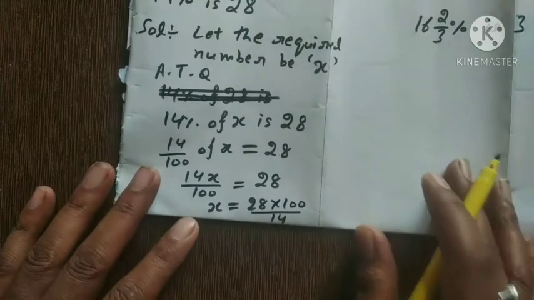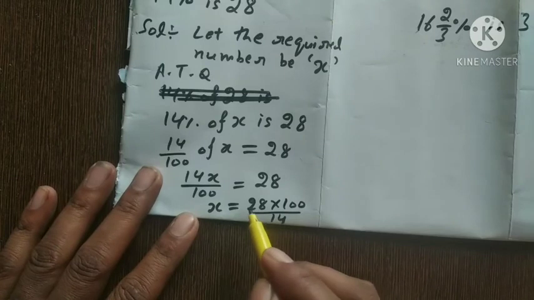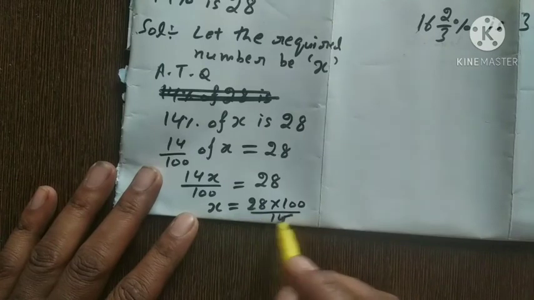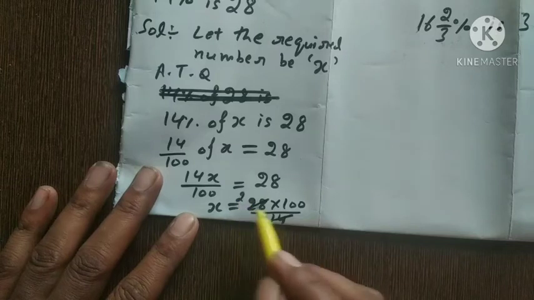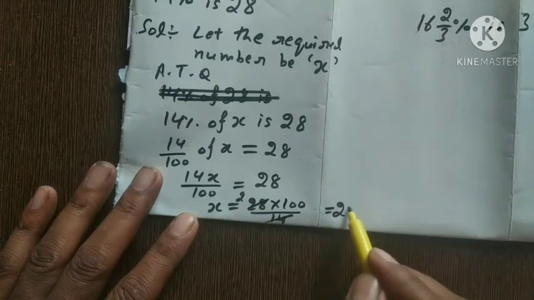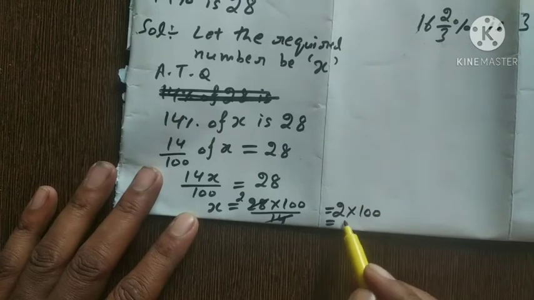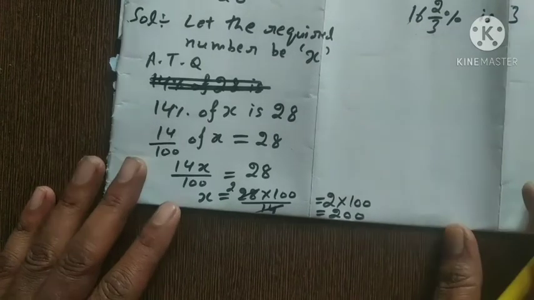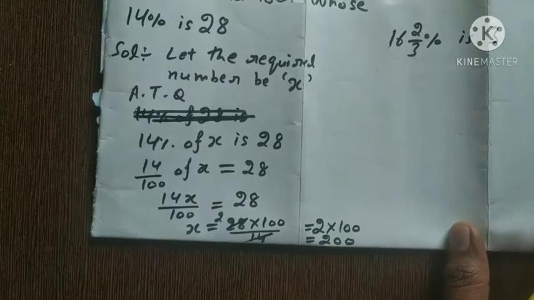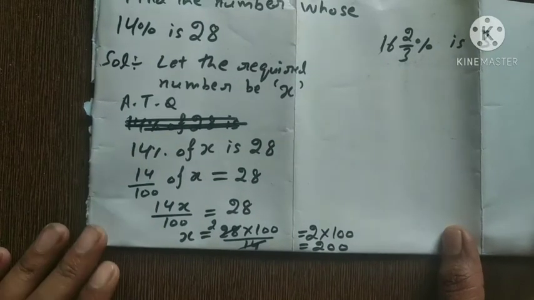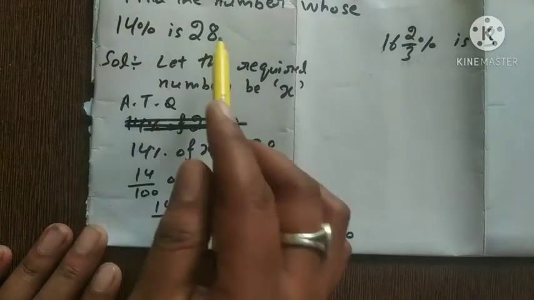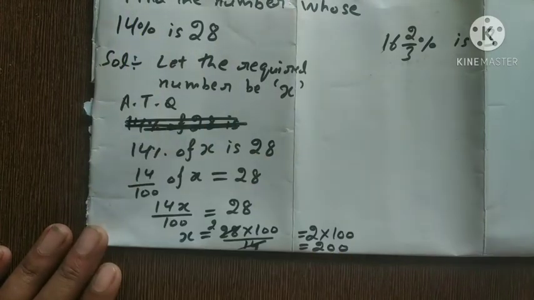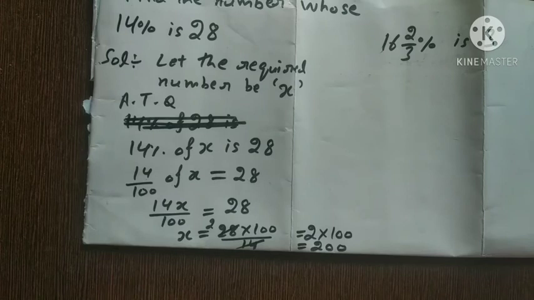Okay, so you see 14 and 28 are both divisible. 14 will cut 28, giving 2. So 2 multiplied by 100 is equal to 200. So in this way we have found our answer, that there is a number which is 200 whose 14% is 28.